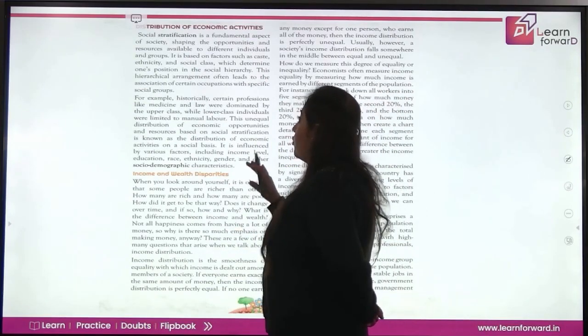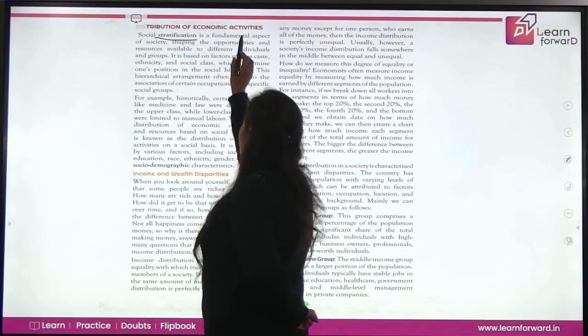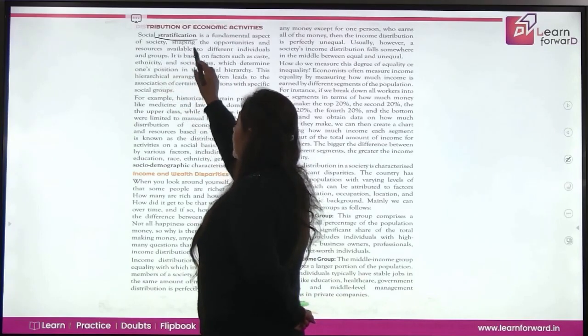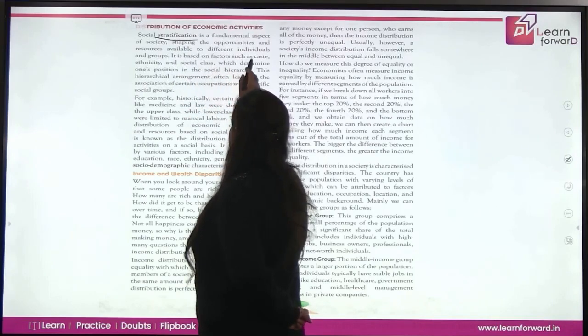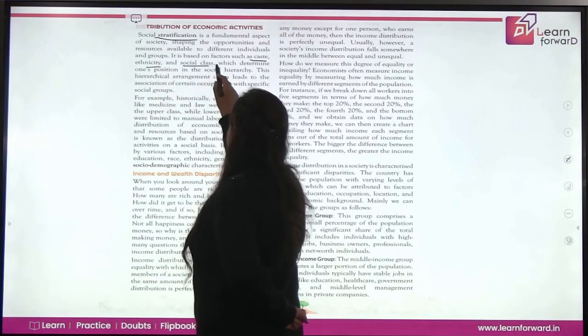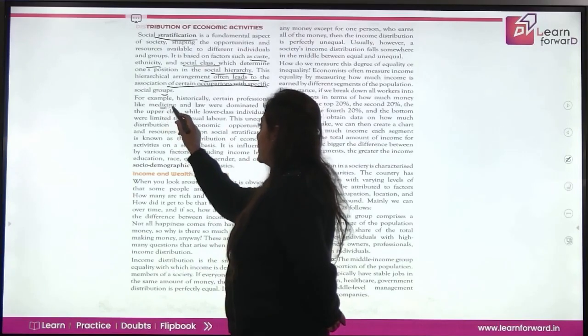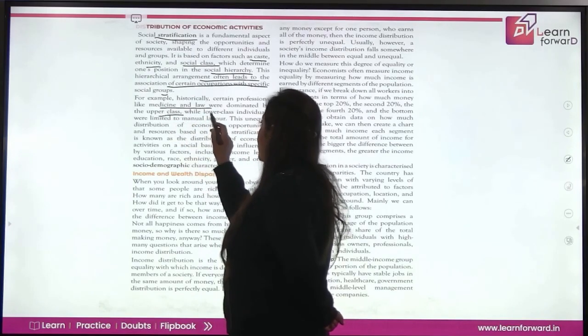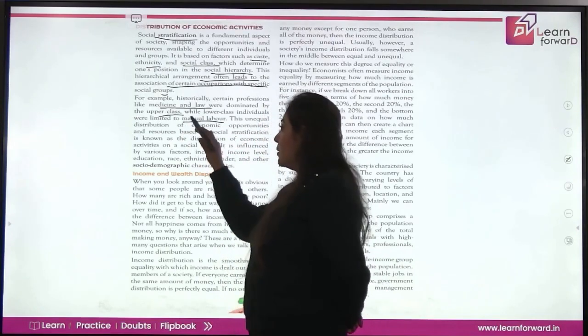Now let us understand what is social stratification. Social stratification क्या होता है? Social stratification एक fundamental aspect होता है society का, which shapes the opportunity and resources available to different individuals. Now it is based on factors such as caste, ethnicity and social class, which determine one's position in the social hierarchy. This hierarchical arrangement often leads to the association of certain occupations with specific social groups. For example, historically, certain professions like medicine and law were dominated by the upper class, while lower class individuals were limited to manual work. तो पहले ऐसे होता था, अब चेंज हो रहा है, बट पहले ऐसे चलता था.